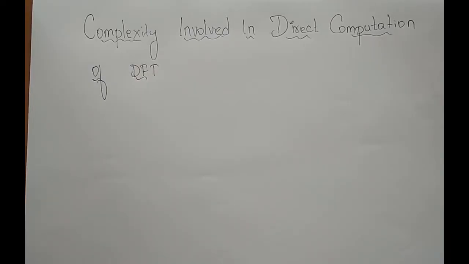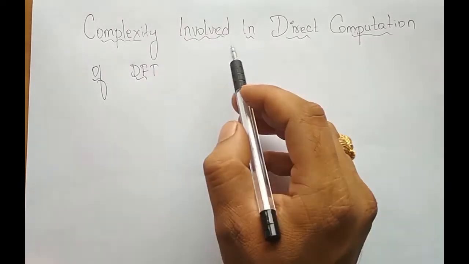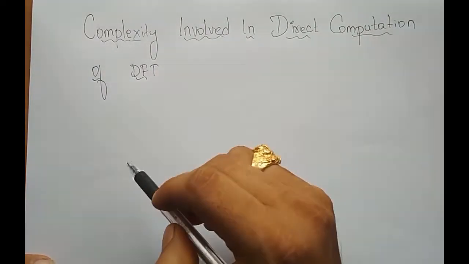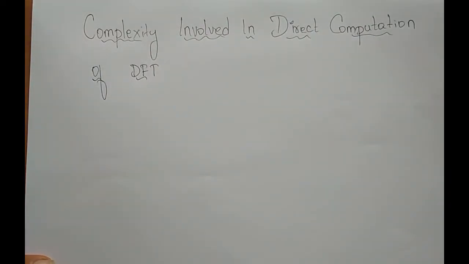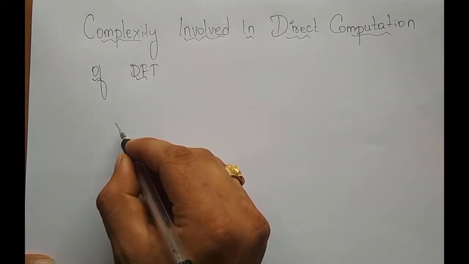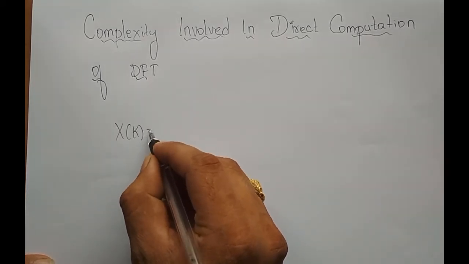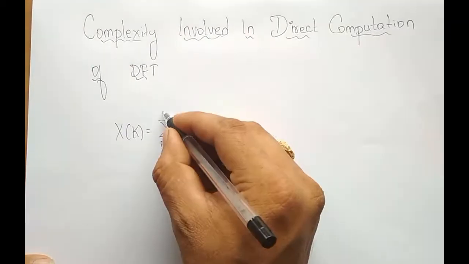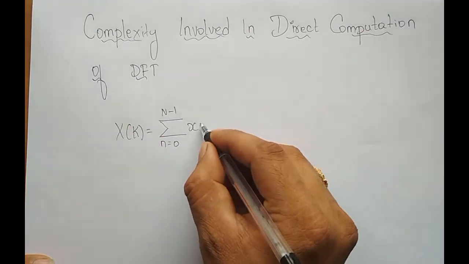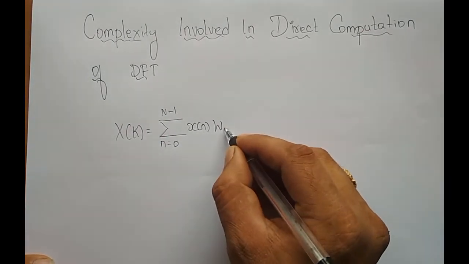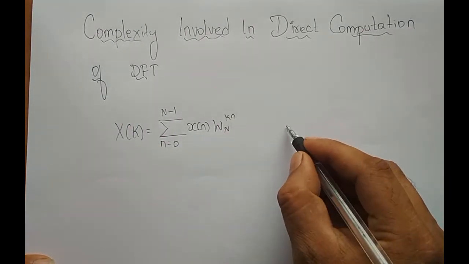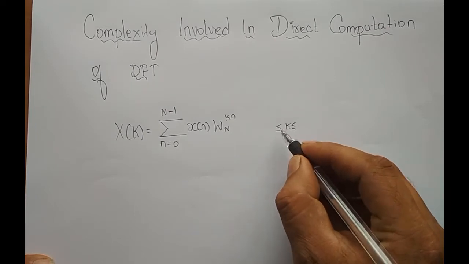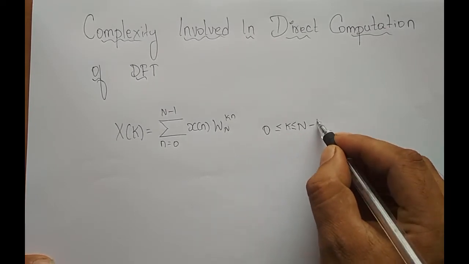Hello everyone. In this video we are going to discuss the complexity involved in direct computation of DFT. We know that the DFT formula is given by X of k is equal to summation n varying from 0 to N minus 1, x of n W_N power kn. And k is varying from where to where? K is varying from 0 to N minus 1.